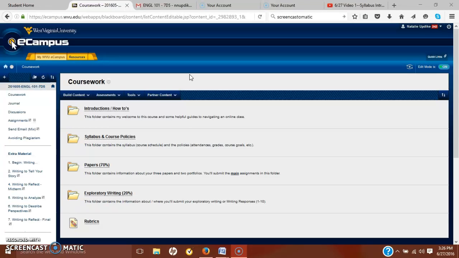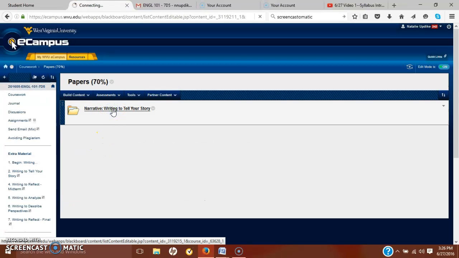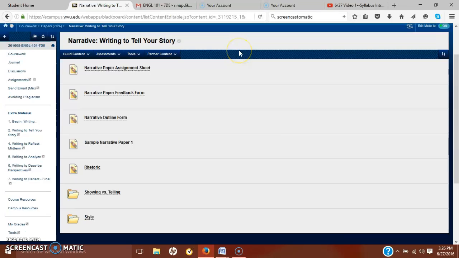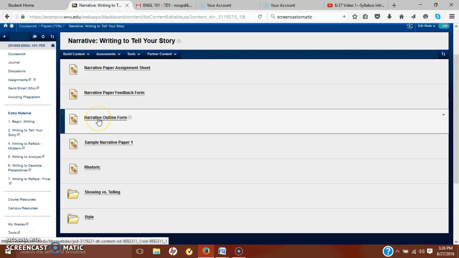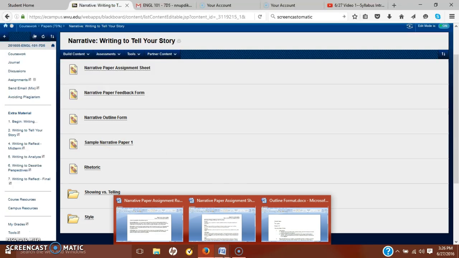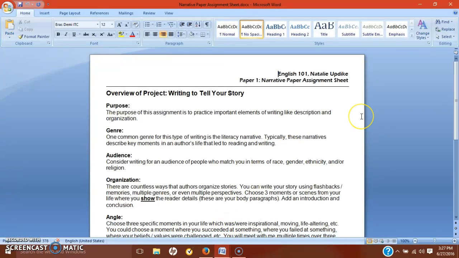On our homepage, you'll find details about the narrative paper under coursework. If you go to papers, it's the only unit that's open currently, and here are all the details for this first unit. For today, we're only going to worry about these three forms. I already have them pulled up, but all you do is click on them and they will either show up in your browser or in your downloads. Let's look at the assignment sheet first.